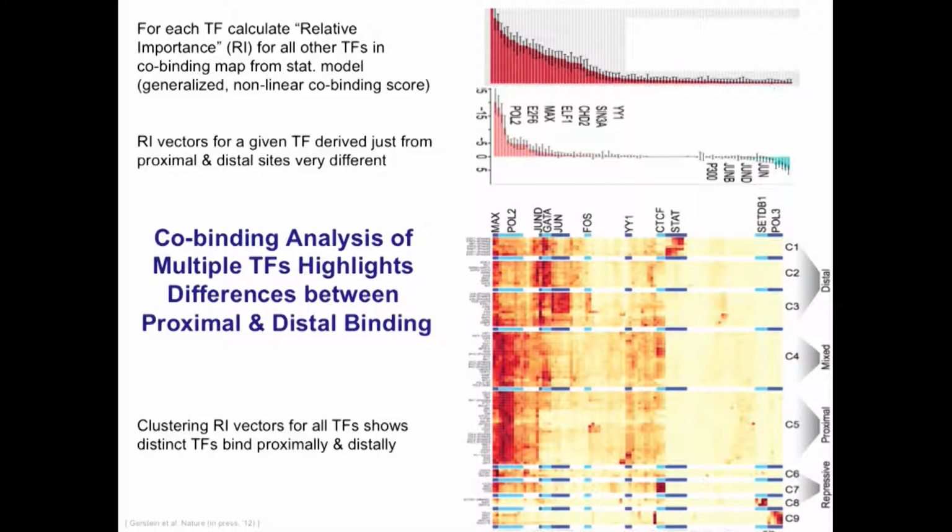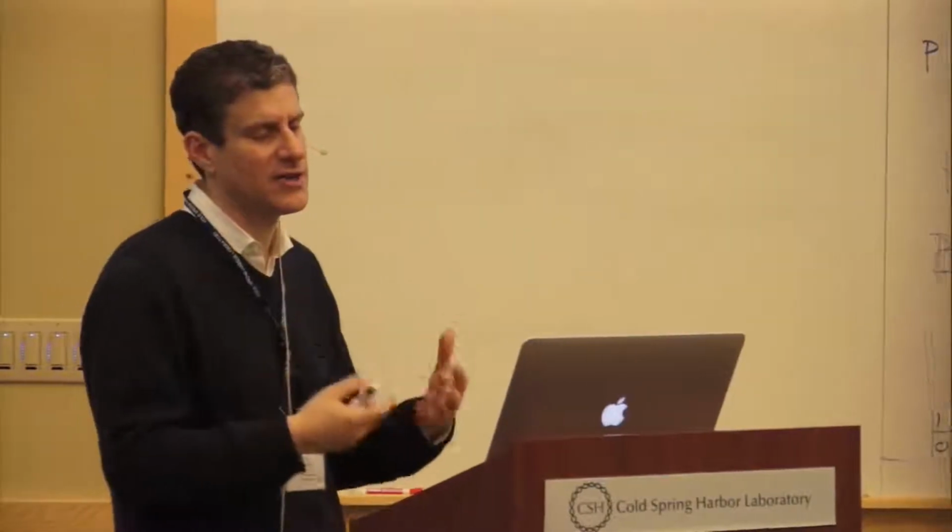And so one of the things that was done in the ENCODE context was trying to build a statistical model that would predict the co-binding map from one factor. And in the statistical model, you could have the relative importance of all the other factors in that model. And that relative importance gave you essentially a slightly more sophisticated co-binding score, and then you could cluster that co-binding score. I won't go into this in detail, but I just wanted to give you the idea that you can do a little bit more than that.